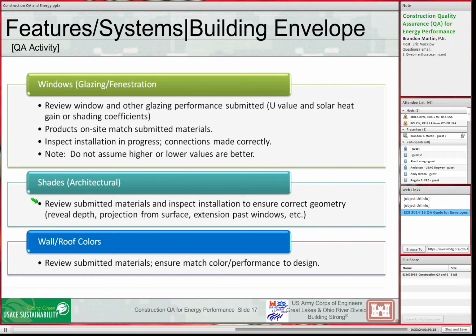Again, these architectural shades didn't make a whole lot of difference in our case that we showed. It may make more of a difference in another case. But what we would look at is to make sure the geometry is correct and make sure the materials are correct. Wall and roof colors, again, make sure it matches what was designed.